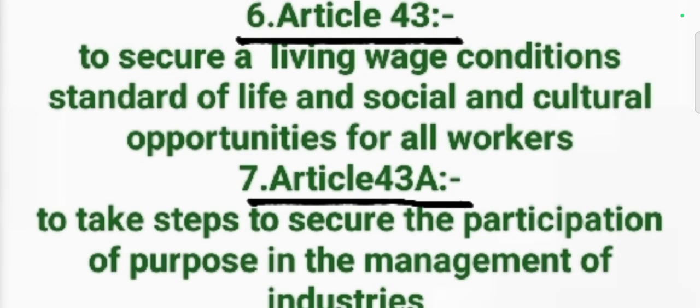According to Article 43, which tells about securing a living wage and a decent standard of life. A decent standard of life is nothing but maintaining a decent life with proper income, proper facilities and opportunities. So here it tells about a decent standard of life and social and cultural opportunities also, which we have to provide for all workers irrespective of culture or community. Here they are told to secure a living wage.